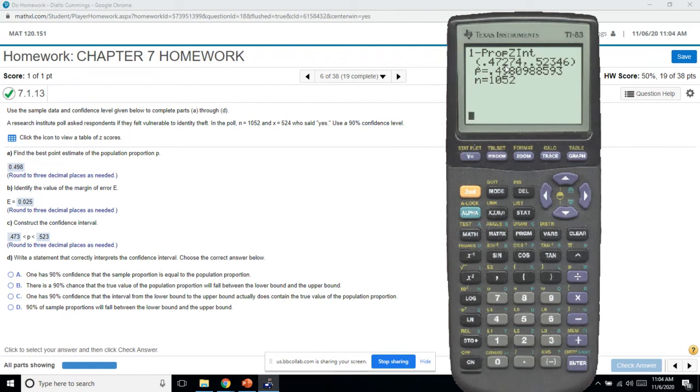So notice my interval is 0.473, rounding to 3 decimal places, to 0.523. It also gives us our estimate of p hat, which is 0.498, which we manually calculated. Now let's take a look at that on the TI-84.